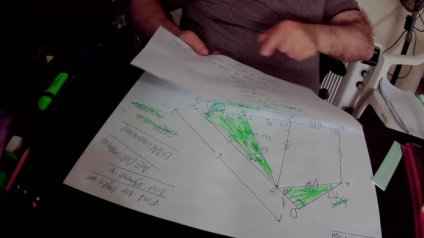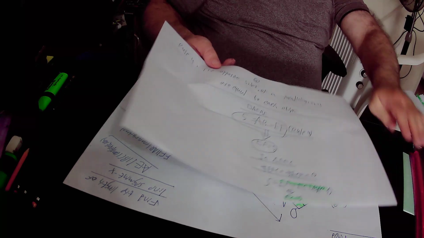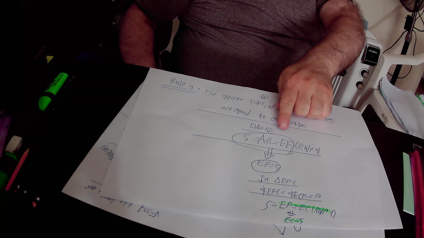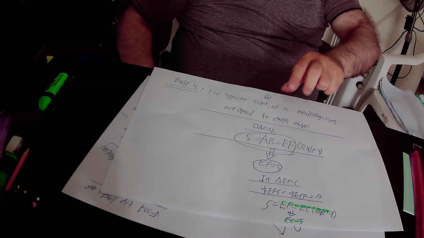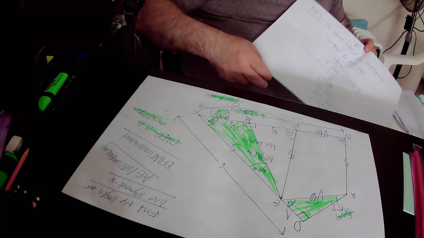But here AB equals 5 units according to what is given in the question. So we can write here that AB equals 5. So from this equation, 5 equals AB equals EF, we derive that EF is also equal to 5 units.